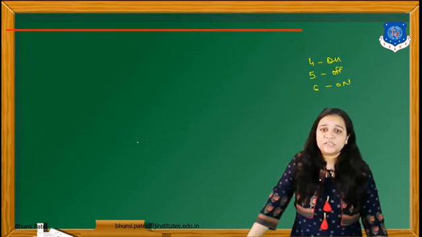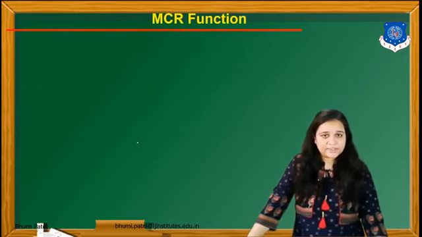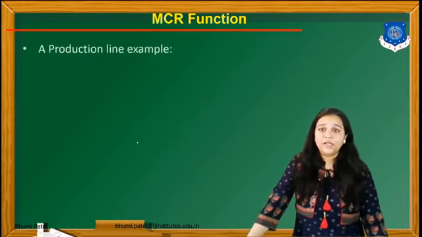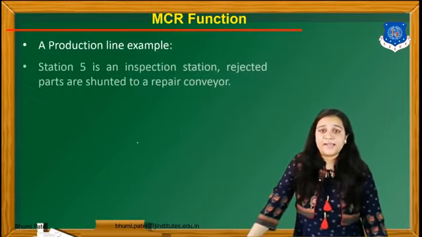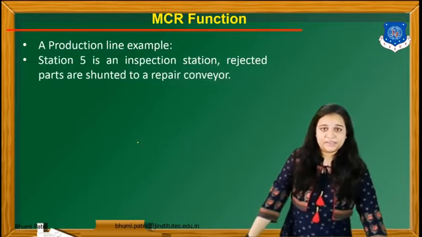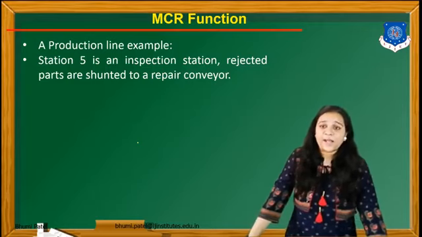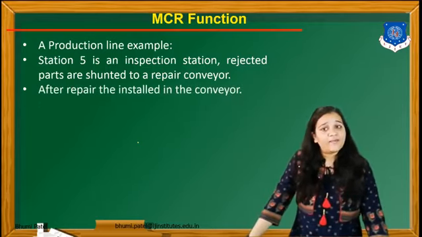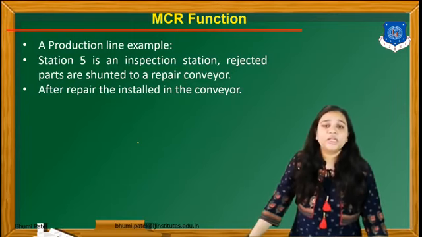The next one is the MCR function. MCR is the master control relay. A production line example is given in your book. Station 5 is an inspection station. Rejected parts are shunted to the repair conveyor. After the repair, they reinstall the conveyor.